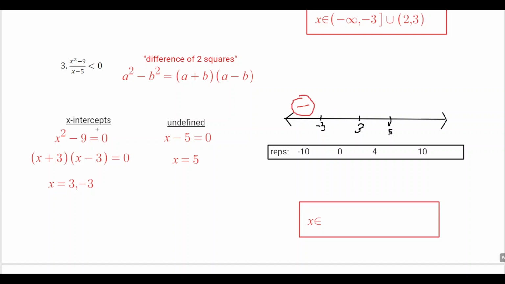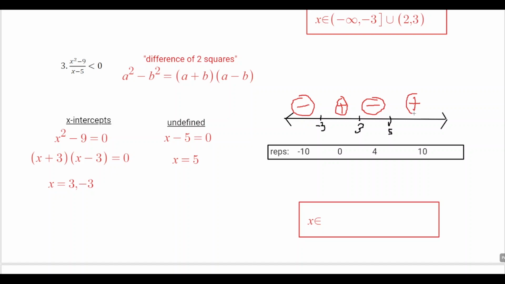Okay, between negative 3 and 3, if I plug in 0, I get a negative divided by a negative, so that's positive. Plugging in 4 will give me a positive divided by a negative. And if I plug in 10, I get a positive divided by a positive. It's going to be positive.